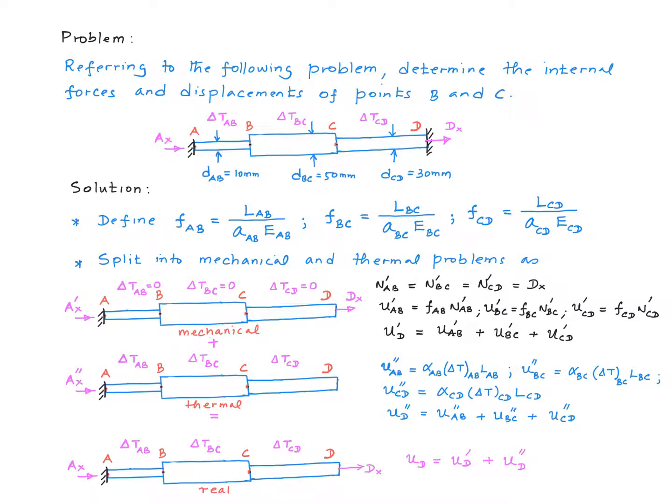Alpha AB, which is the coefficient of thermal expansion of segment AB, multiplied by delta TAB, which is the change in the temperature of segment AB, multiplied by LAB, which is the length of segment AB. And you have similar equations for UBC double prime and UCD double prime. You sum up the three, you come up with the displacement of point D due to thermal effects. Now the displacement of point D for the real problem is UD prime plus UD double prime.